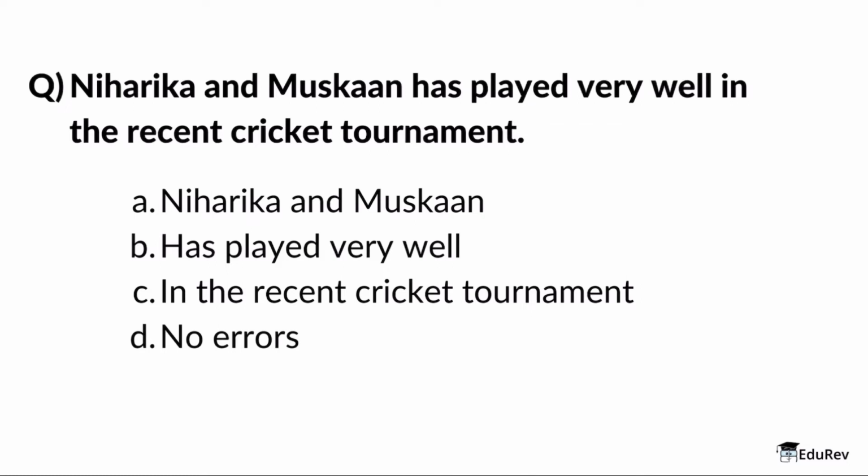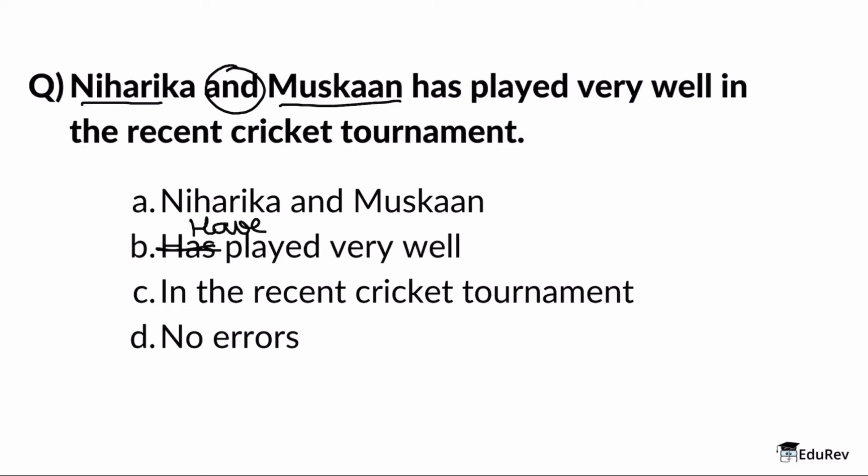So as we can see, the statement we have is Niharika and Muskan has played very well in the recent cricket tournament. Now as you can see, Niharika and Muskan are two people. So these are two singular nouns. But when they are joined by the word and, they will be treated as plural. So Niharika and Muskan have played very well in the recent cricket tournament. So instead of has, have will be there.